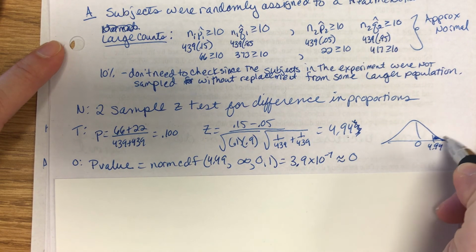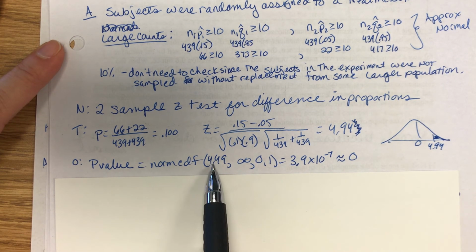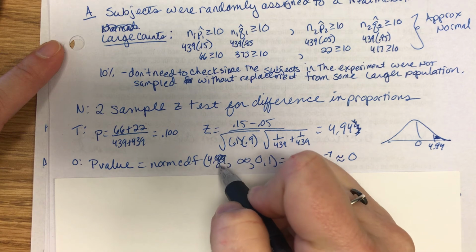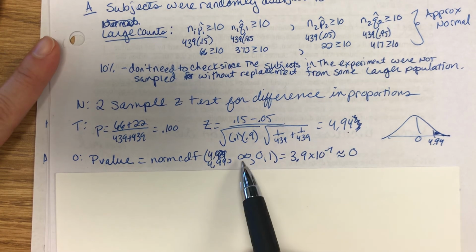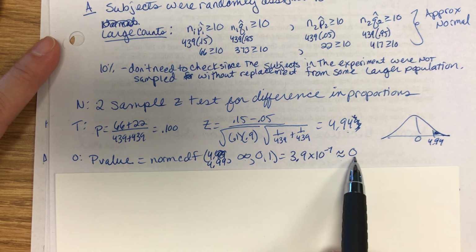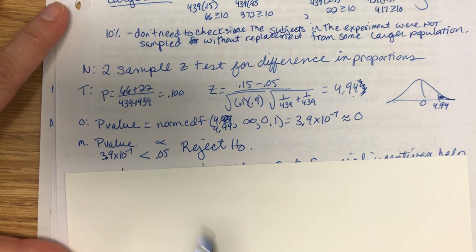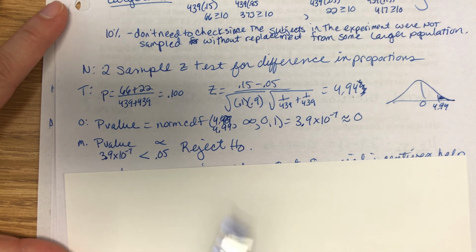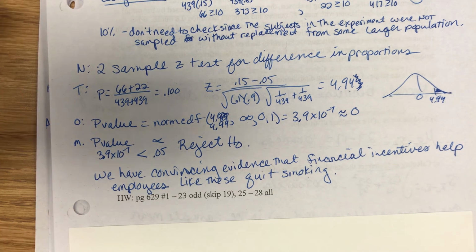We're gonna use p-value equal to normalcdf of 4.94 to infinity, 0 and 1. You get 3.9 times 10 to the negative 7. So essentially your p-value is 0, okay? So the p-value this tiny is absolutely going to be smaller than alpha, which means reject your null, which means we have convincing evidence that the financial incentives help employees like these quit smoking. You could say the proportion of those with financial incentives is higher than the proportion of those without the financial incentives, or the traditional methods.